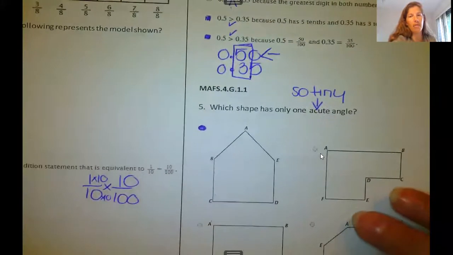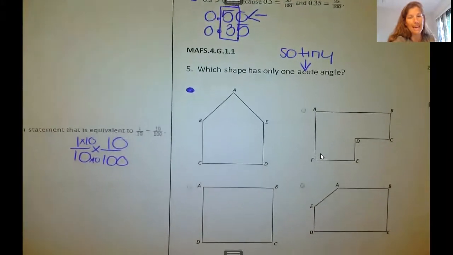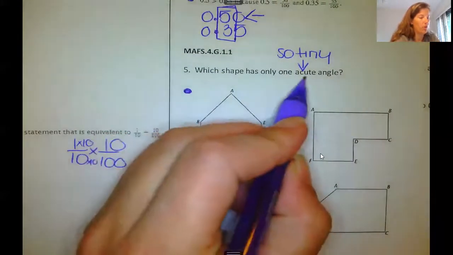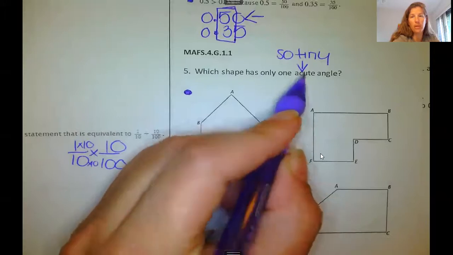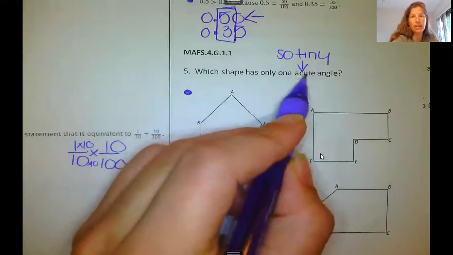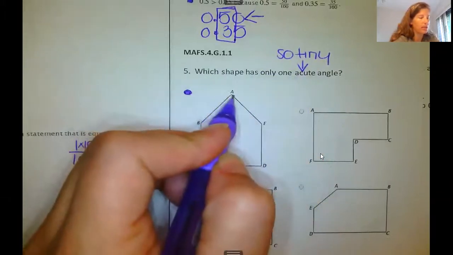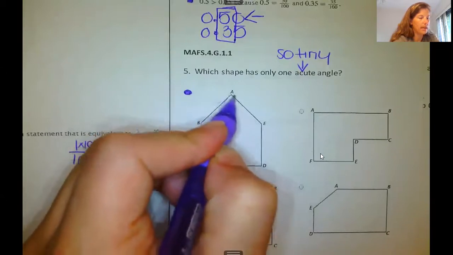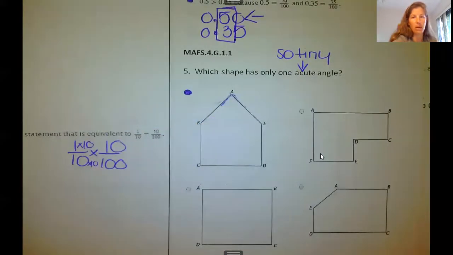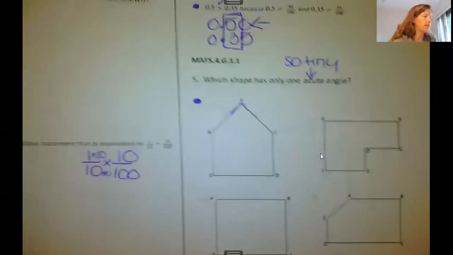And then we haven't really got into angles yet. So once we do, you're going to hear me go, so tiny, because it's so cute. Those are those tiny angles that are less than 90 degrees. So it would be this one here. That's A. Okay. So that's it for 17 and 18.